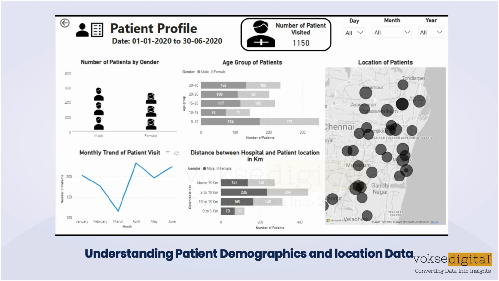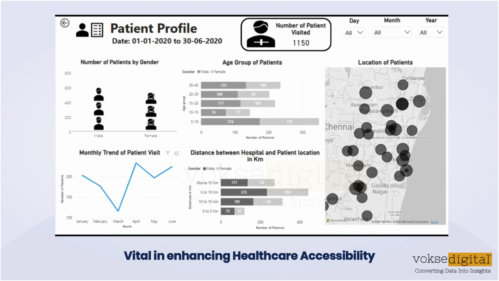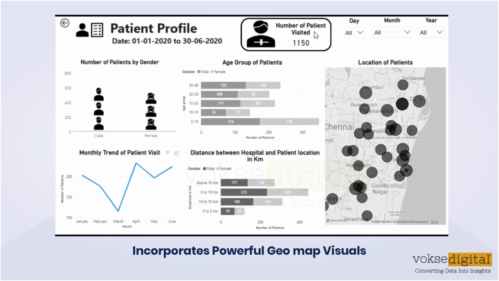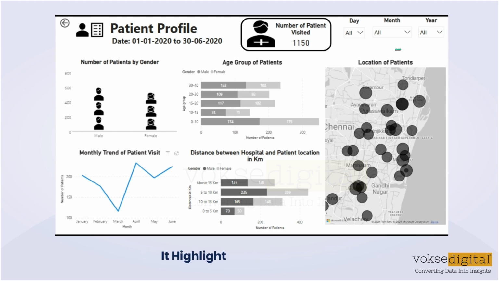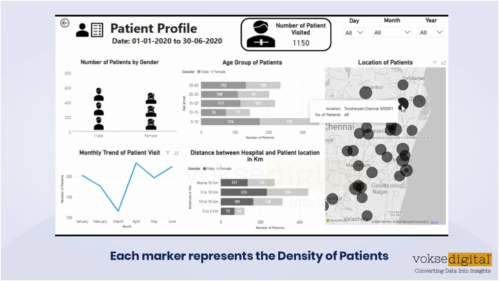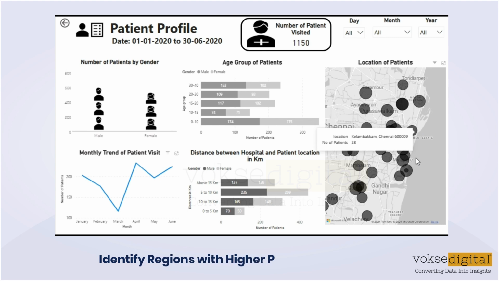Understanding patient demographics and location data is vital in enhancing healthcare accessibility and improving decision-making processes. This health checkup analysis dashboard incorporates powerful geomap visuals that provide actionable insights into patterns and trends. In this dashboard, it highlights patient locations. Each marker represents the density of patients, helping healthcare providers identify regions with higher patient concentration.